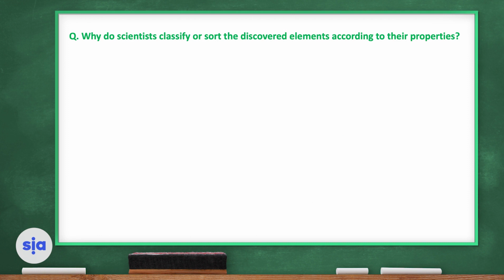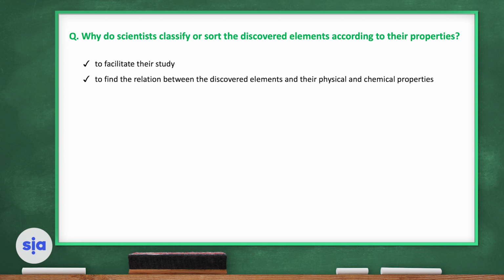Here is another question for you. Why do scientists sort or classify elements according to their properties? Number 1, to facilitate their study and to find the relation between the discovered elements and their physical and chemical properties. So scientists classify or sort the discovered elements in order to make it easy for them to study.